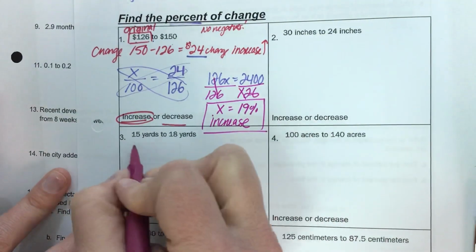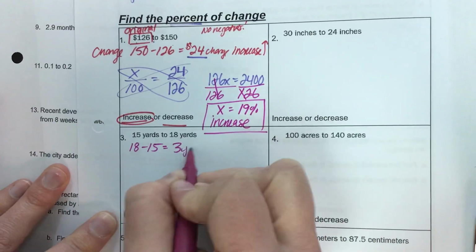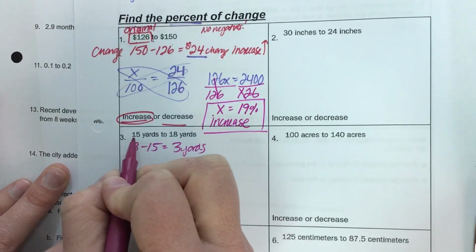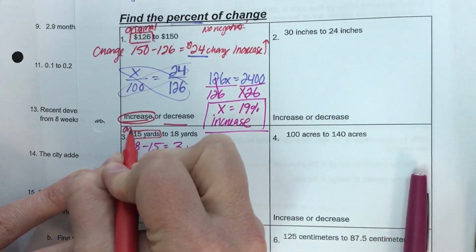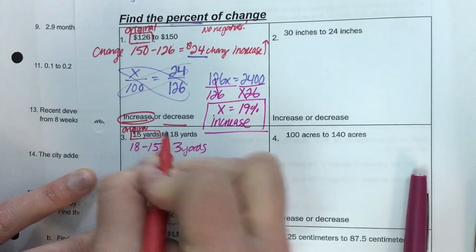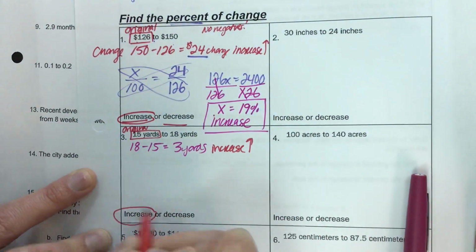Let me do this one for you quickly. It's going from 15 to 18, so I'm going to find the change. Man, that's changing only by 3 yards. Is that going up or down? Well, I'm going from 15 to 18. 15 is where I'm starting, so that's my original. And it's going up. So this is an increase in change. So I'm going to circle my increase.